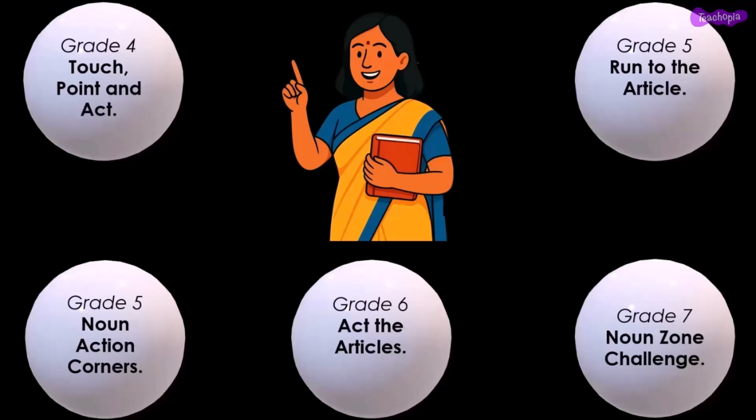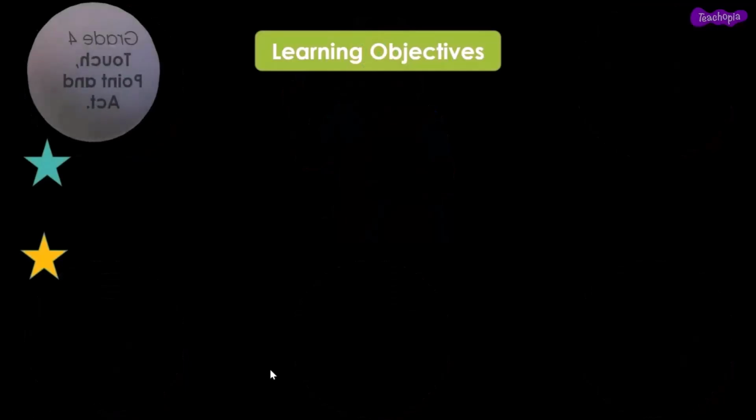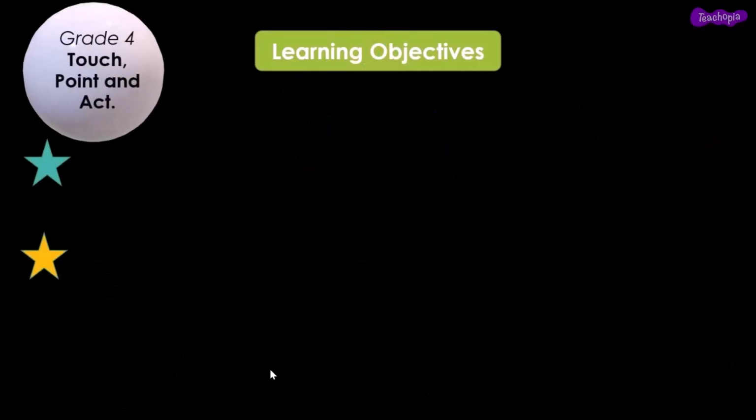Each of these activities link grammar learning with movement, fun, and collaboration, while also building 21st century skills like critical thinking, teamwork, and communication. Right. Now, let's begin with our first activity for grade 4. This activity is called Touch, Point, and Act.